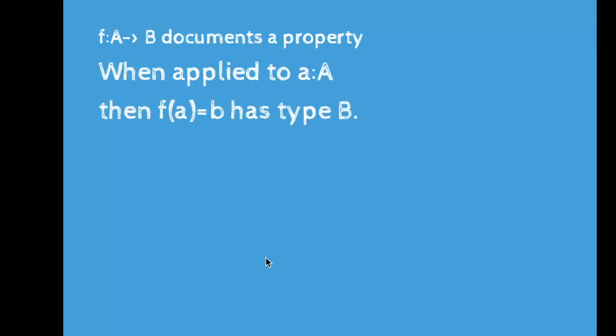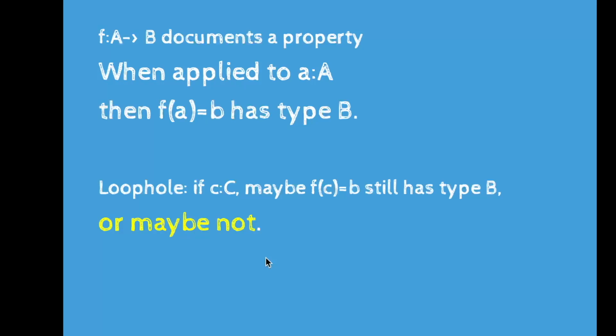To write f maps from A to B is simply to document a property of that substitution. When applied to data little a of type big A, then f of a is equal to a data b that has type big B. But there's a loophole. Nothing in the rules of substitution require us to check the types. That's simply a rule that a programming language might provide.